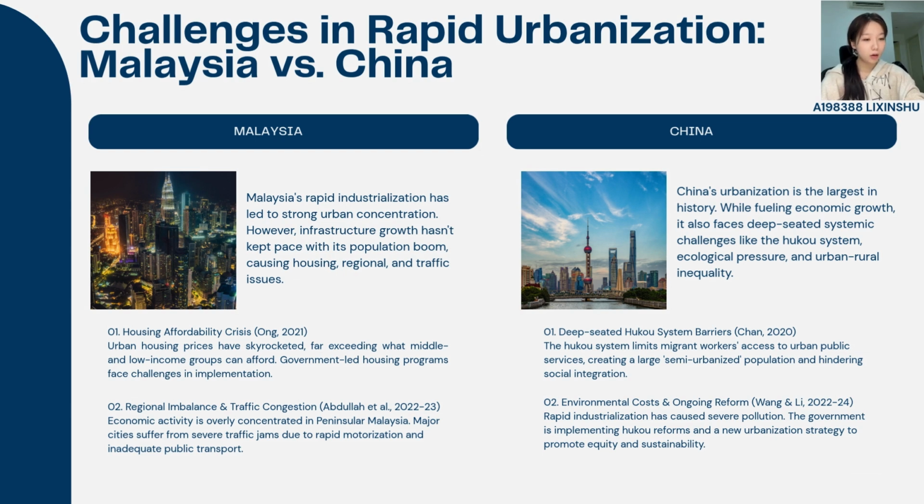Second, environmental harm and ongoing reforms. Faster industry growth creates serious pollution. Now, the government is reforming the hukou system and carrying out new urbanization plans. The goal is to fix inequality and build sustainable development.